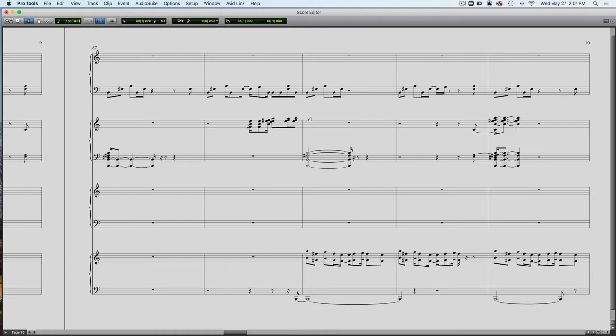Da-da-da-da-da-da! Leading into the downbeat, but I'm a 16th note early. James Brown. Da da da da da, 2, 3, 4. Always anticipating that downbeat. It's really a great technique. Let's take a listen right from here.